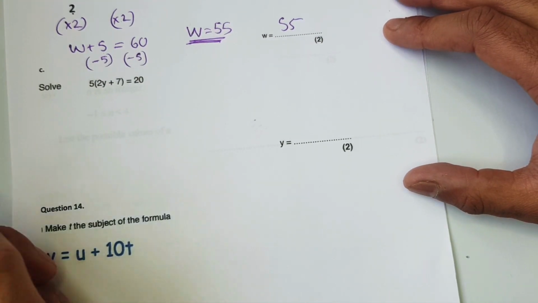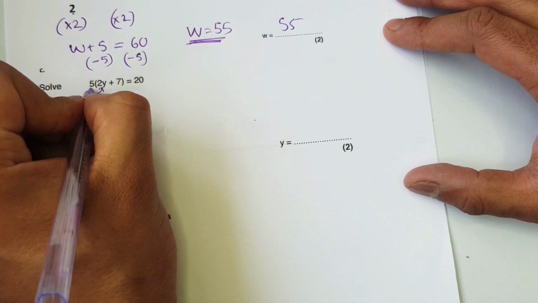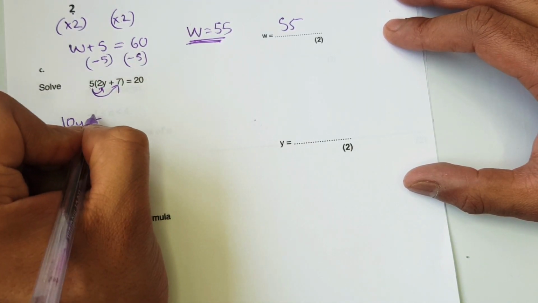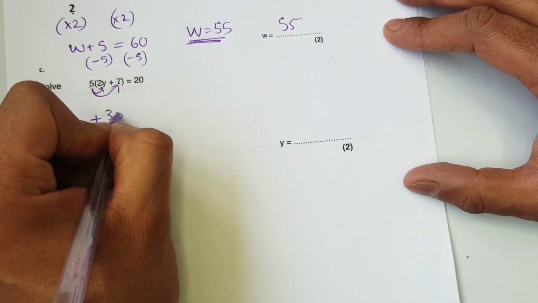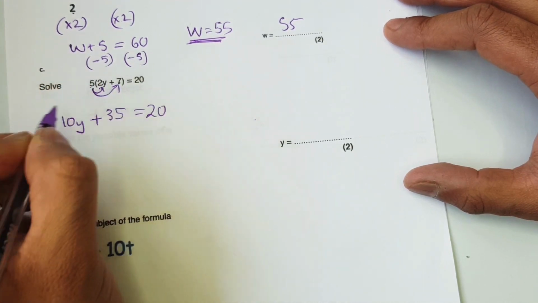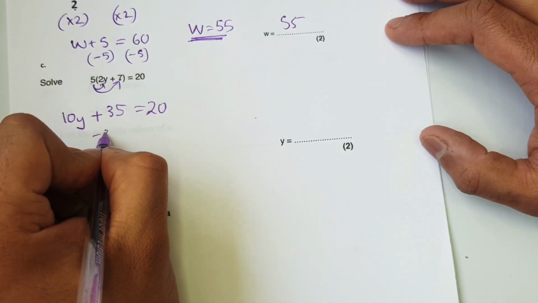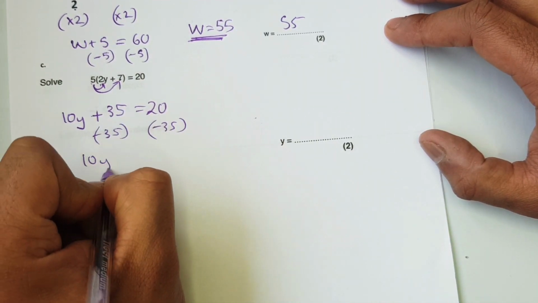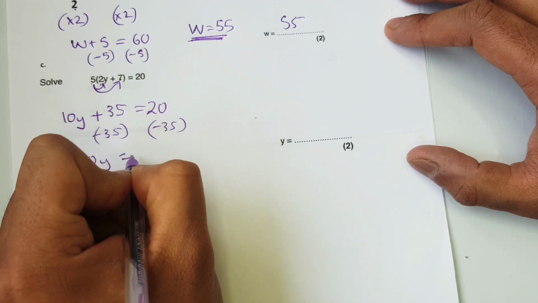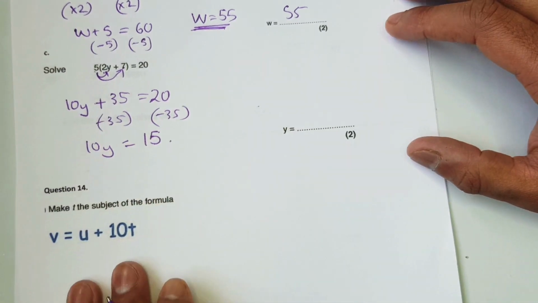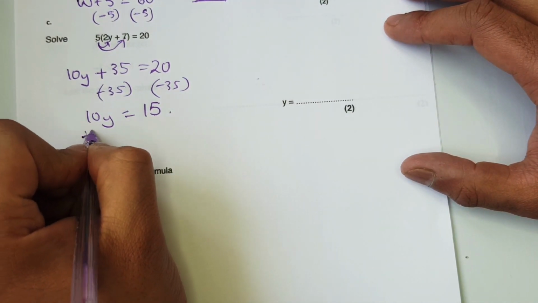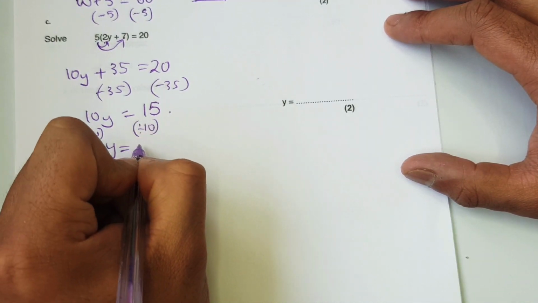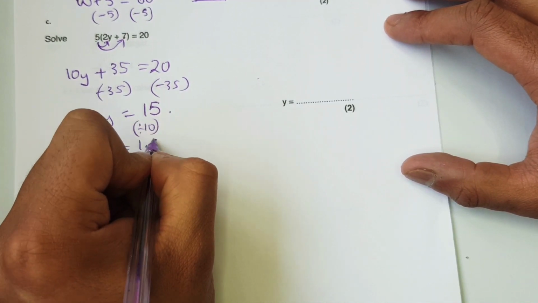And this one, there's just an extra step you have to do, which is to expand it. 5 times 2 is 10, 10y, plus 5 times 7 is 35, equals 20. And now we just solve it. So take away 35, take away 35. 10y is equal to 15. And then the last step, divide both sides by 10. So y is equal to 15 divided by 10 is 1.5.